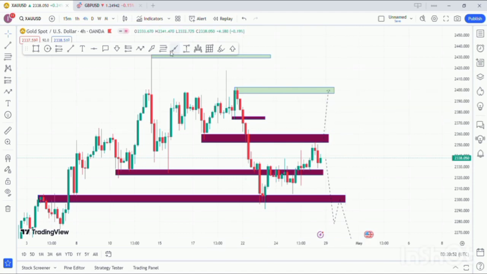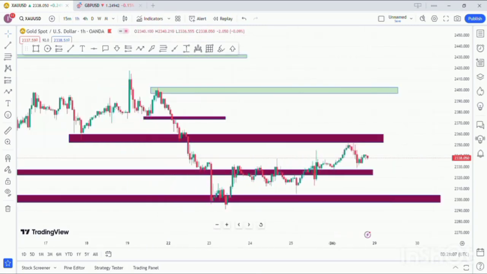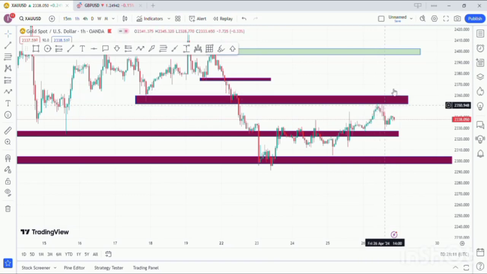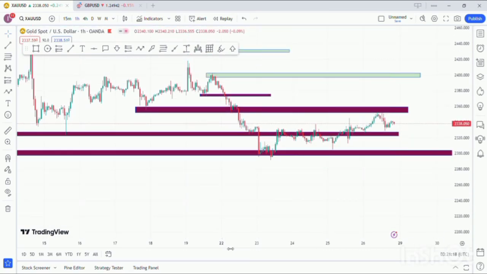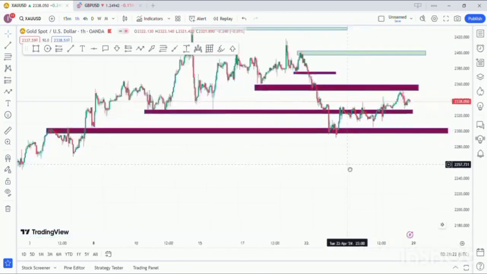So I'm just going to be zooming in on the 1 hour time frame so we can get a clearer picture of what we're looking at. This is the 1 hour time frame for XAUUSD. As you can see, there are key zones that price has been retesting. Price has retested. So right here we're still going to be expecting a drop. It's not going to be very different from the 4 hours time frame.